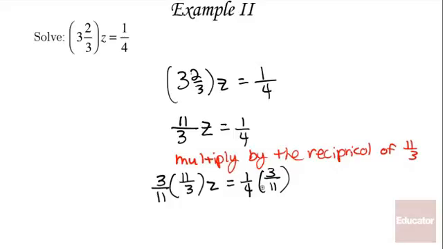So I have 3 over 11 times 11/3 z equals 1/4 times 3/11, multiplied by the same thing on both sides of the equation. What this does is it allows the 3's to cancel out and the 11's to cancel out. That gives me z equals 1/4 times 3/11. So that gives me 3 over 44.